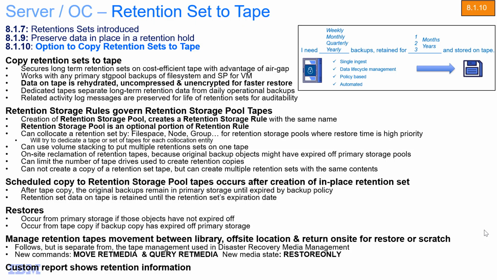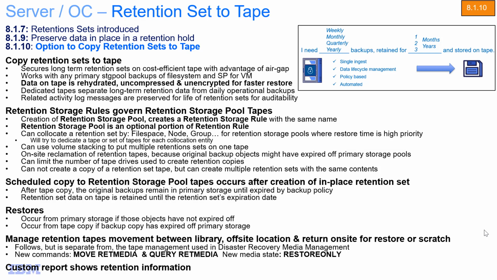Hi, welcome to this demo of Spectrum Protect version 8.1.10 and our new ability to copy retention sets to tape. Back in version 8.1.7, we introduced retention sets, and in 8.1.9, we introduced the ability to create retention holds. Being able to copy retention sets to tape is going to provide a secure long-term retention storage pool on cost-efficient tape with the advantage of air gap that tape provides.